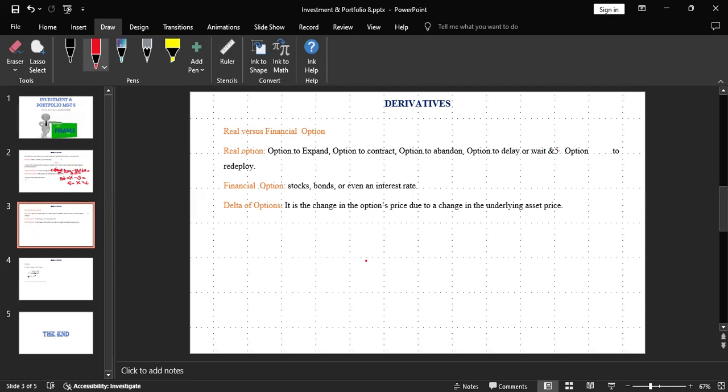Then the option to redeploy. That is when you end a particular investment, then you use the cash flow you got from it to invest in a different business or a different asset altogether. Then we call it the option to redeploy. Okay. Please, any question?